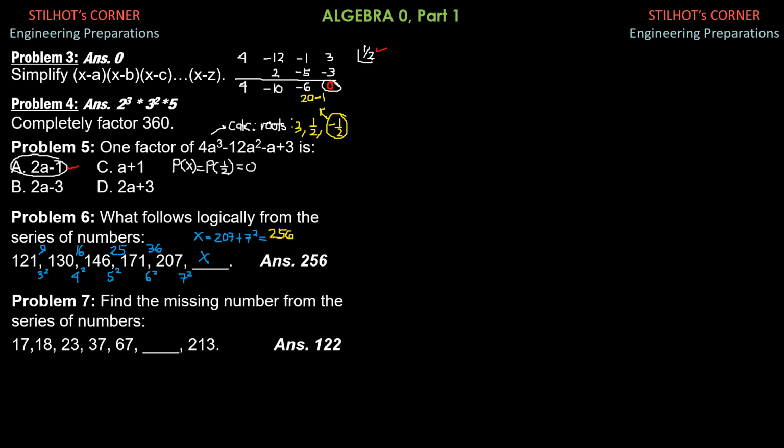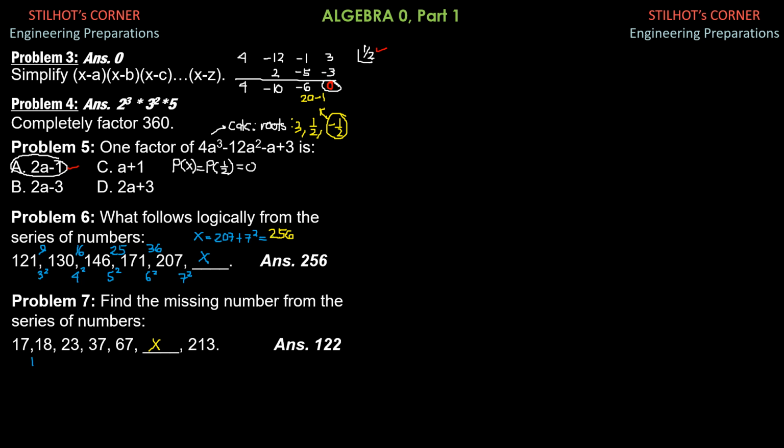Then next, find the missing number from the series of numbers. So I'll call this x. Again, we begin by getting the difference between adjacent terms.